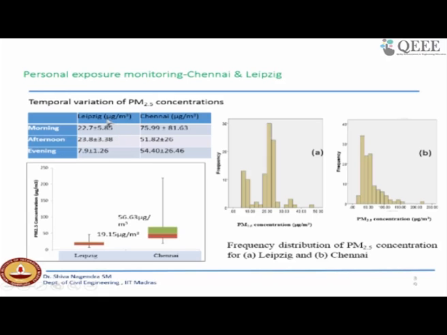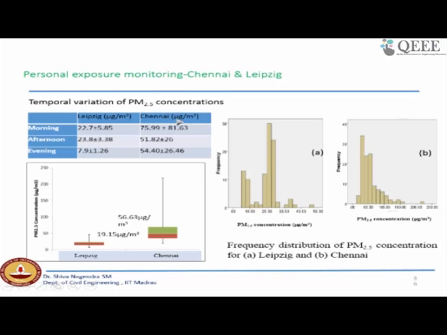Now look at this. In Leipzig, the particulate concentrations vary between 22 and 23 microgram per meter cube, even in the morning, afternoon and evening, and sometimes, because the wind is so good, the concentrations even reduce to 7 microgram per meter cube.